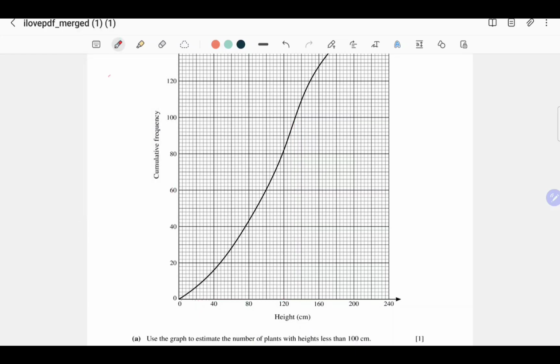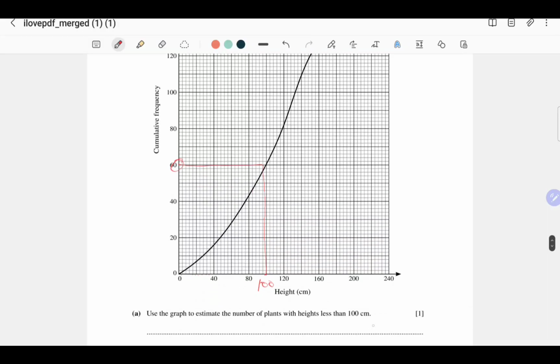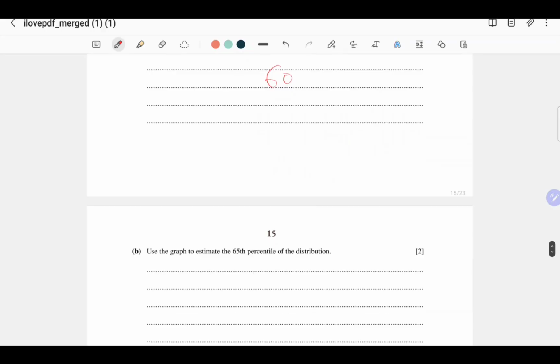Okay guys, so use the graph to estimate the number of plants with height less than 100. Understood. So guys, this gap is 40, right? So this will be 20 gap, so 120, that's 100. So this will be 100. So now go up. Oh, here. So the number of plants with height less than 100 is 60.